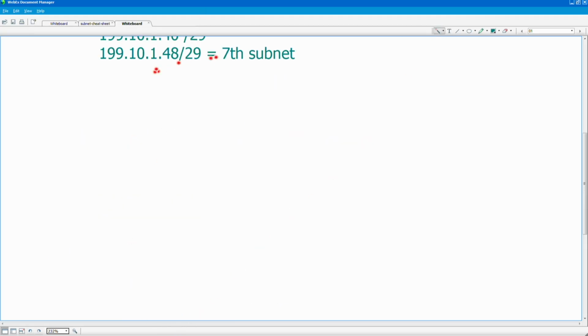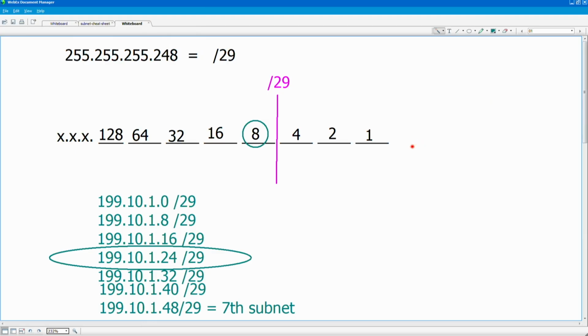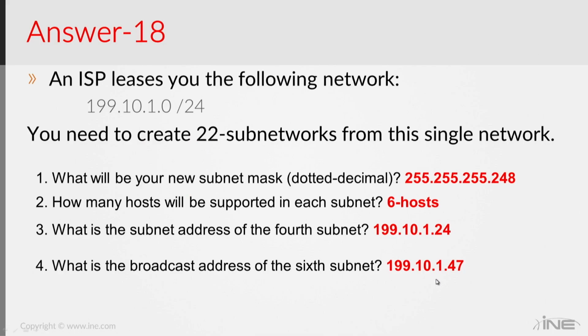So if 1.48 is the IP address of the seventh subnet in binary, one less than that would be the broadcast address or the very last address of the previous network. Well, what's one less than that? 199.10.1.47. So that is the broadcast address of the previous or the sixth subnet. And that's what gave us this number.